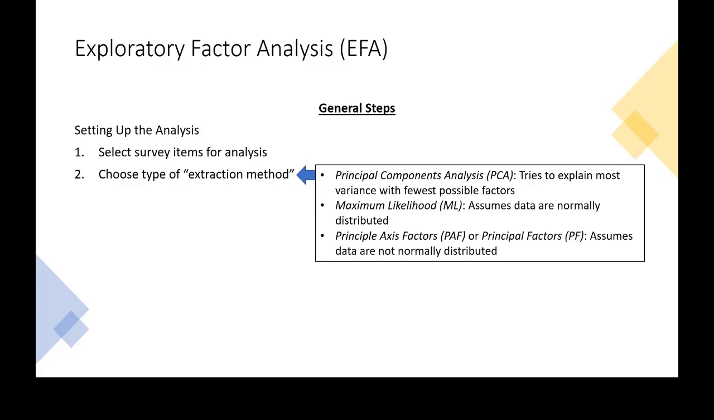I'll typically use maximum likelihood. It's just my personal preference. I haven't seen too much in terms of people getting dinged for using principal components analysis, or really principal factors. I'd only recommend principal factors if you have non-normal data. If you check the descriptives for your items and you see that there's not a normal distribution on a bunch of them. So you choose your extraction method. In this case, I'd say most commonly PCA or ML.